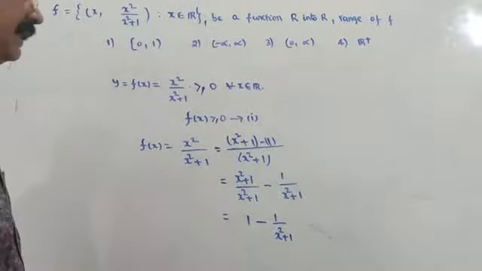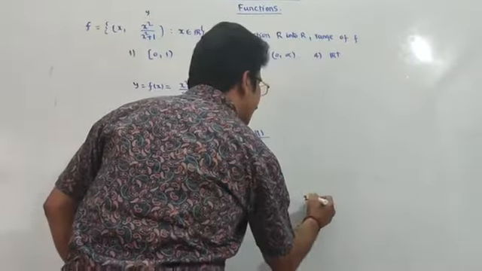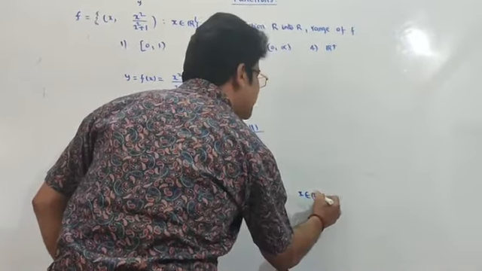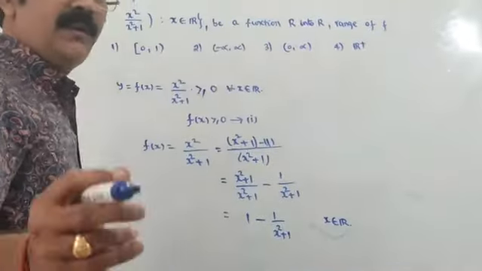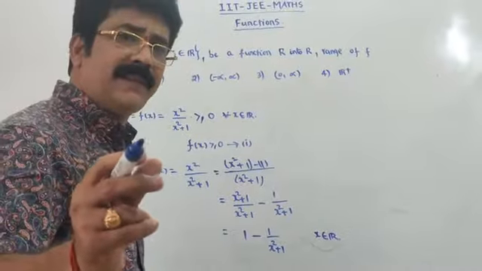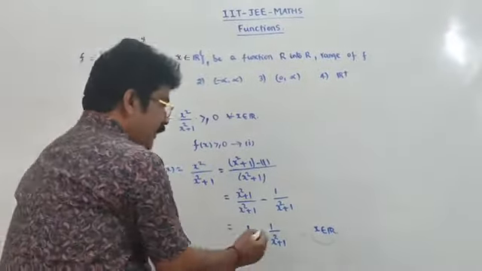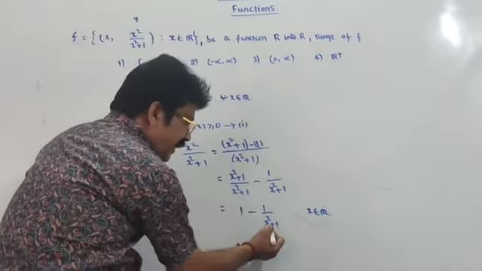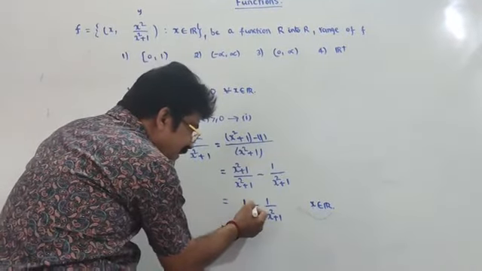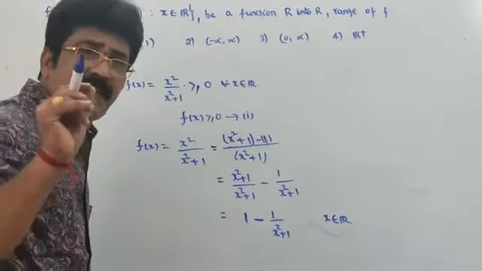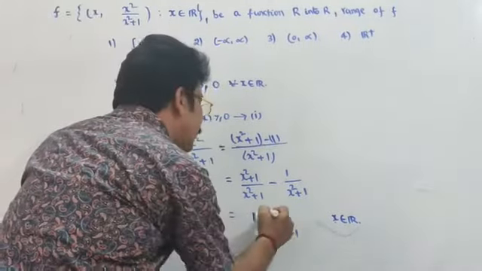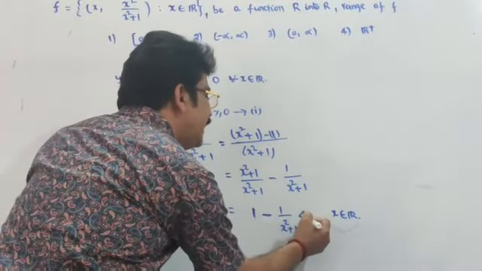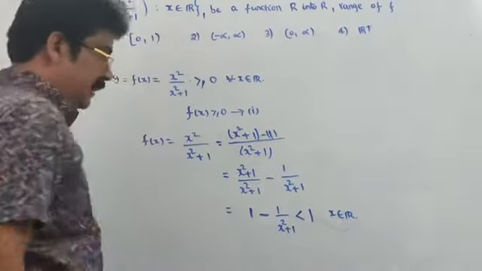So what I am telling is that here x belongs to capital R, means real numbers. Already you know the set of real numbers. Here, by putting x as a real number, we are subtracting something from 1. That's why it should be less than 1.